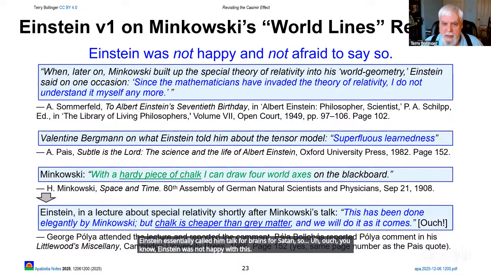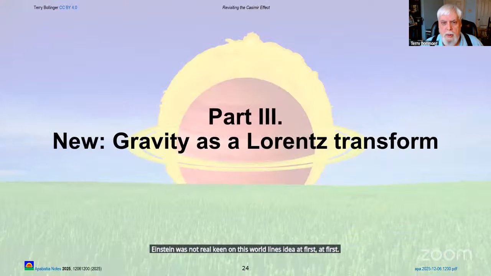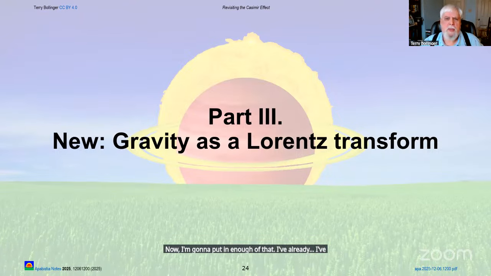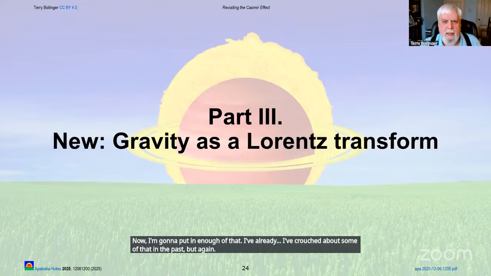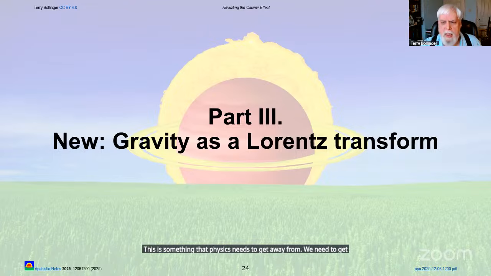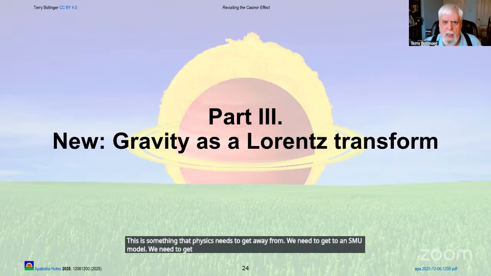He was using clocks. He was using a much more digital approach. He was saying if you don't have a clock, if you don't have a ruler, it doesn't make sense. And Minkowski took it in a totally different direction. And then, ironically, to history, they later converted. But Einstein was not real keen on this world lines idea at first. Now, I'm going to put in enough of that. I've grouched about some of that in the past, but again, this is something that physics needs to get away from. We need to get to an SMU model. We need to get a state machine universe.